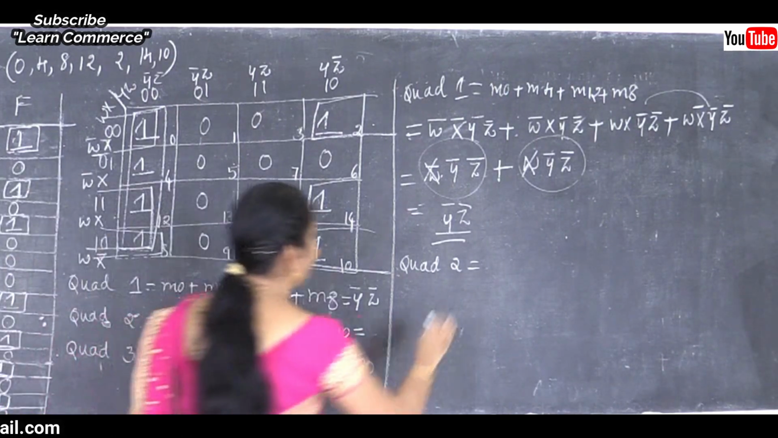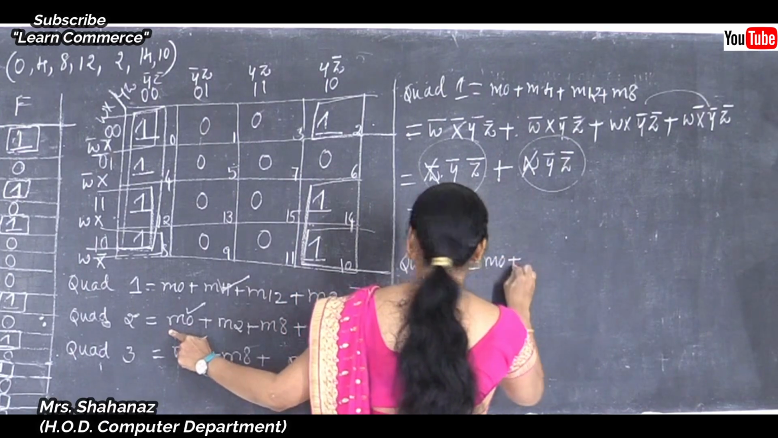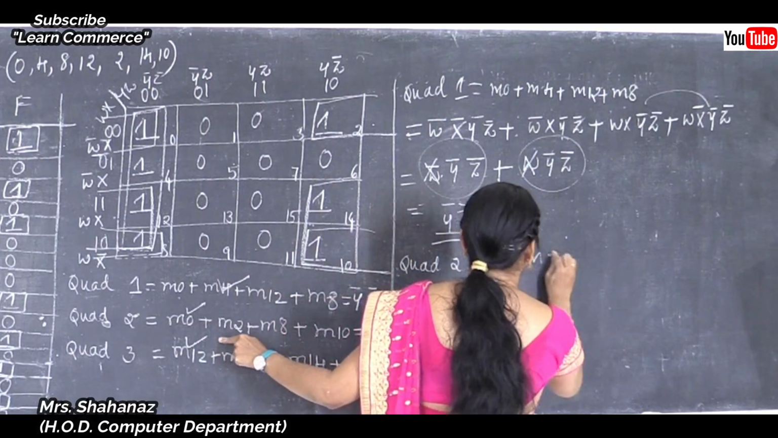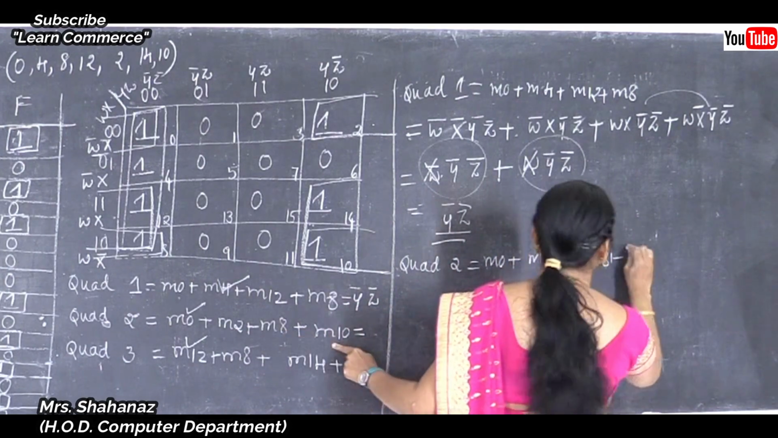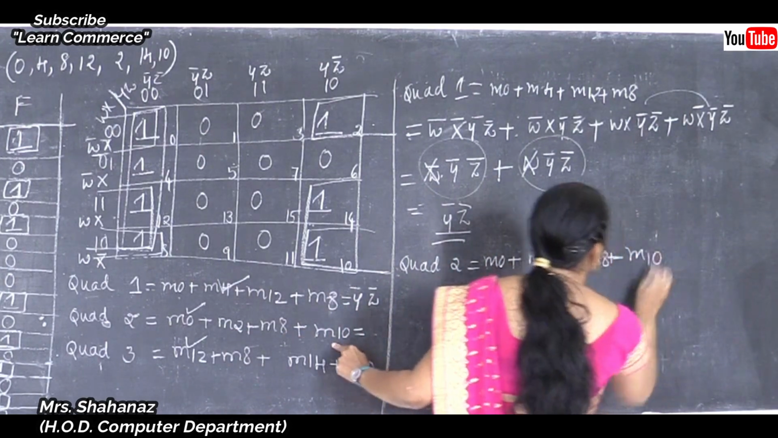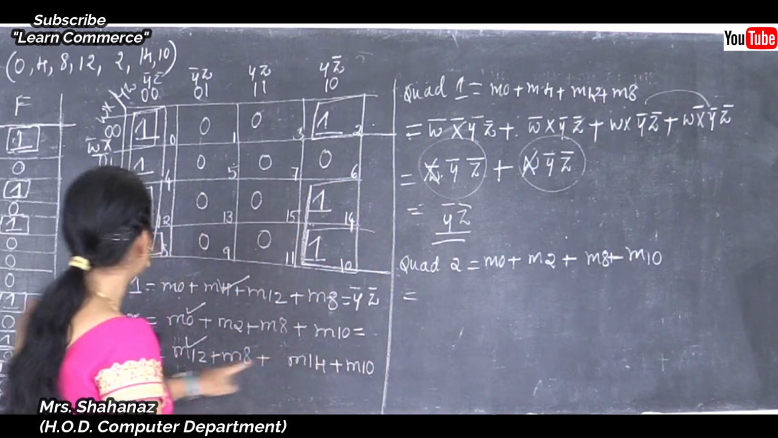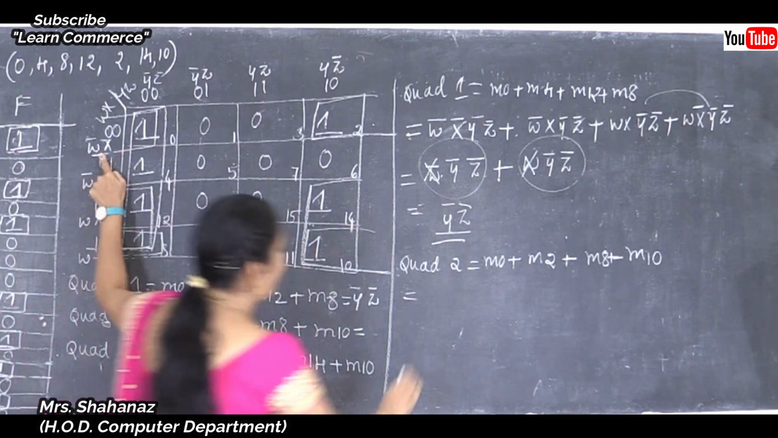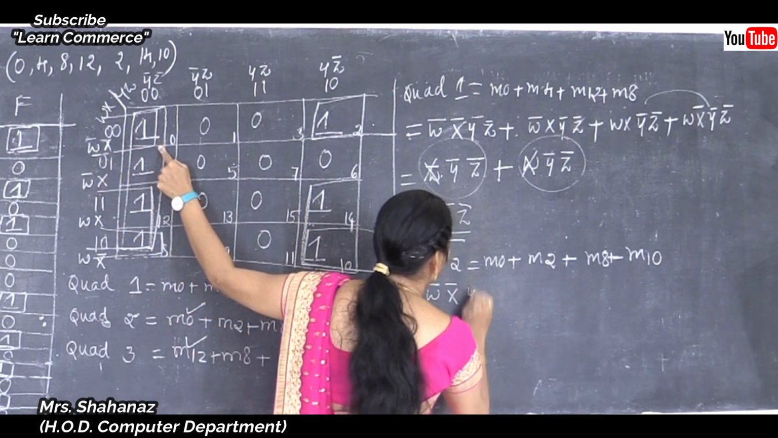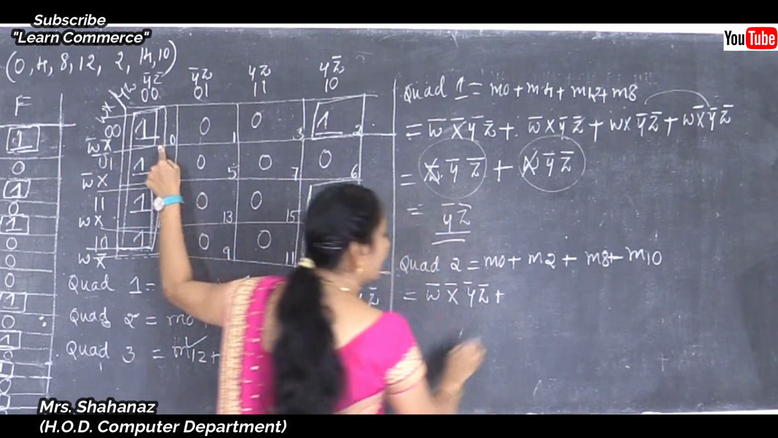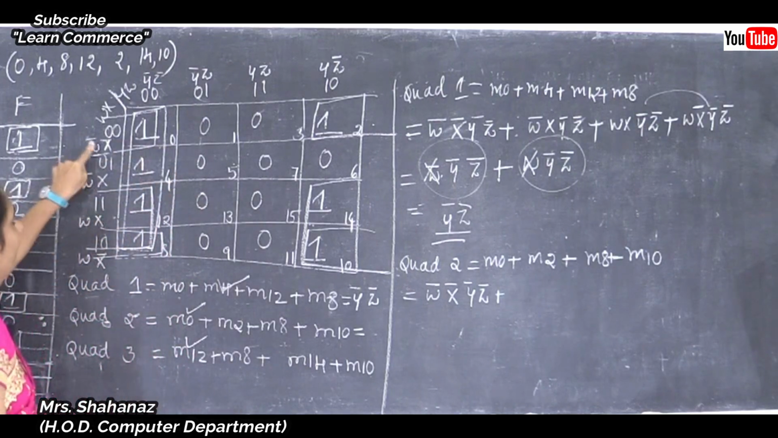So the quad 2 is 0, 2, 8, 10. So M0, the value is complement W, complement X, complement Y, complement Z. Clear this point? How am I going to take the value?